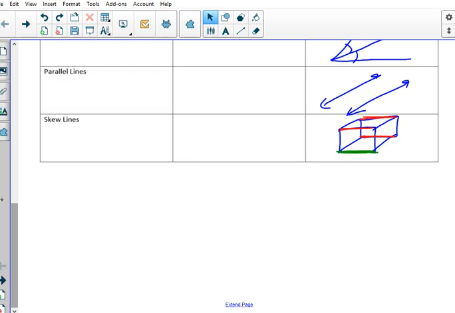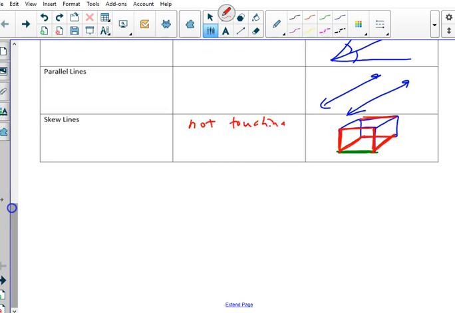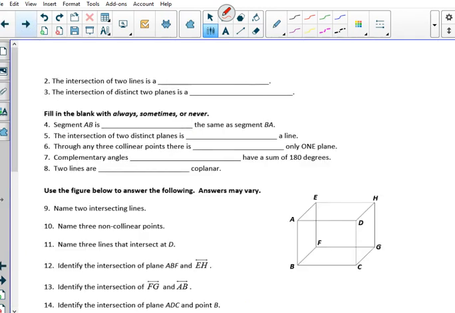It also cannot be touching the green line. So that one's out, and that one is out. So is this. So is this. The only skew lines are the ones that remain in blue, that are neither touching nor parallel. So, key, not touching, and not parallel. Very key. Okay, here we go. The intersection of two lines is a point. And the intersection of two planes is a line.